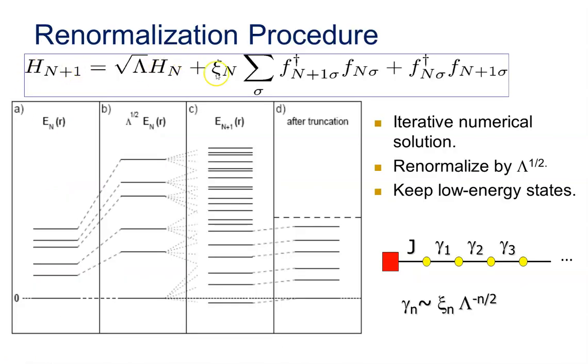So I have my series of Hamiltonians. I go and diagonalize my first one, say H0, and then I renormalize the energies. So I just bring it to the energy scale of H1, the next one over. Add H1, diagonalize it, and then I truncate. If I have, say, a maximum number of states that I want to keep, I just keep the lowest energy states.